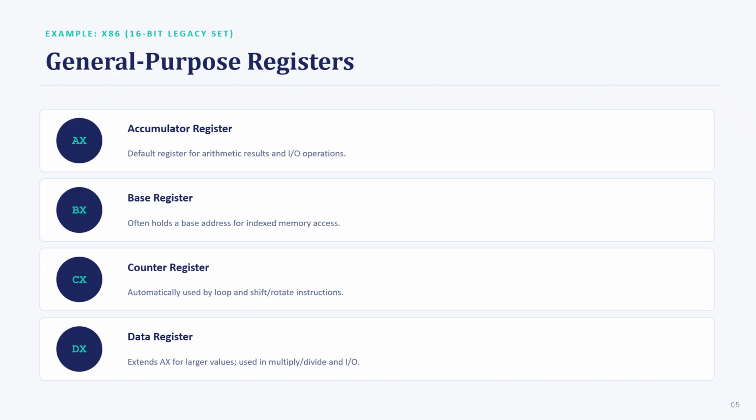operations. Students, one important point here is that these names come from the traditional x86 architecture. So don't assume that the modern processor restricts each register to only one purpose. The important idea is that these registers have traditional or special roles associated with certain instructions. So remember, AX accumulator, BX base register, CX counter, DX data. This is a very common question area when studying x86 registers.